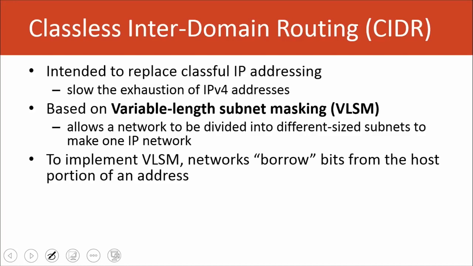It's based on something called variable length subnet masking, and that allows us to divide a network into those different size subnets. To implement VLSM, networks borrow bits from the host portion of an address. So if you have 32 bits, like if we looked at a class A address, 8 bits for the network portion, and then the other 24 bits for the host, that Class A network could borrow bits from the host portion in order to create subnetworks.